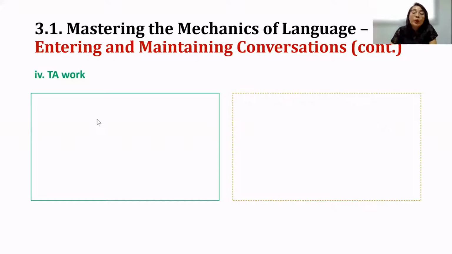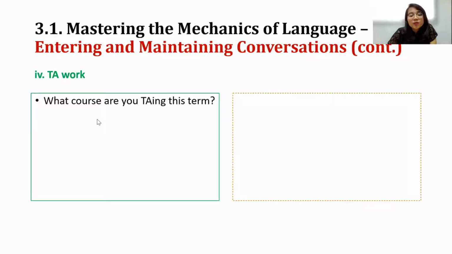Now about TA work or teaching assistant work. Some students, or not only students actually, but also some people work as a teaching assistant in their institution or university. And if you know that they are one, then you can use that topic for your small talk. And here are the expressions or the statements that you can use to talk about this topic.